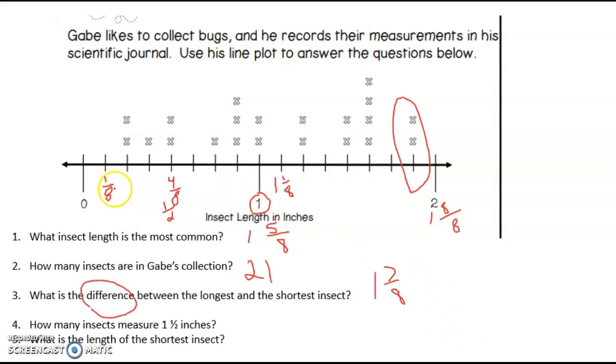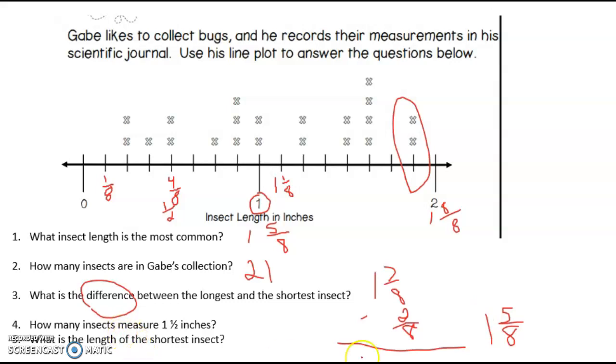Well, here's my 1/8. No insects measured 1/8, so I go to my 2/8. 1 7/8 minus 2/8. All right, so that's easy. 7/8 minus 2/8 gives me 5/8, and then 1 minus nothing underneath of it is 1. 1 5/8.